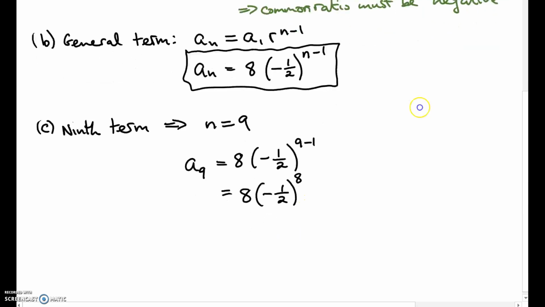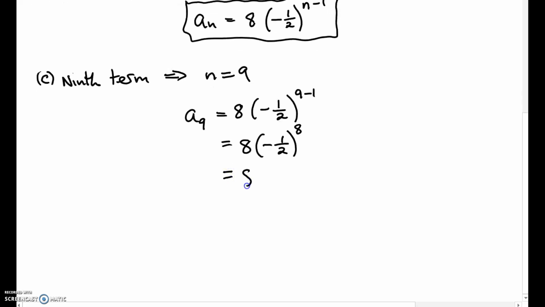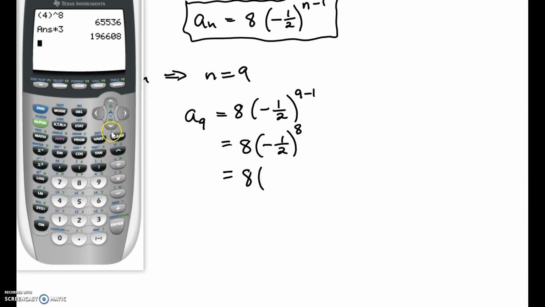So let's do that in your calculator. It's going to be 8 times, we'll figure out the -1/2 to the power of 8 first. So -1/2 to the power of 8. Okay, let's clear anything that's there. And we're going to put it in parentheses because it is a fraction. So (-1/2) to the power of 8, and that's equal to 0.00390625.